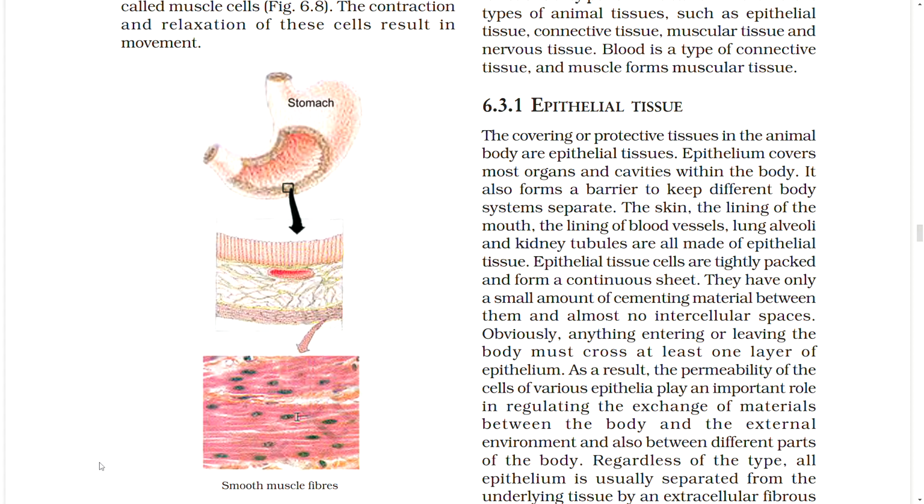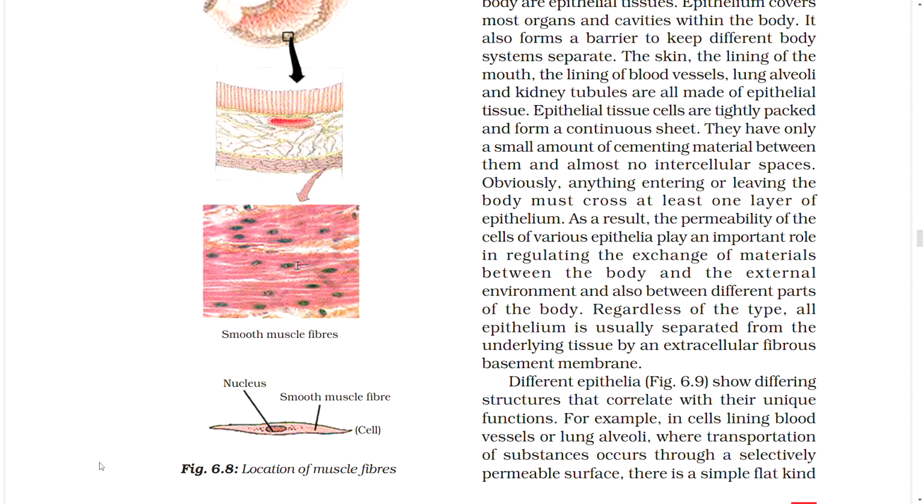Obviously, anything entering or leaving the body must cross at least one layer of epithelium. As a result, the permeability of the cells of various epithelia plays an important role in regulating the exchange of materials between the body and the external environment, and also between different parts of the body. Regardless of the type, all epithelium is usually separated from the underlying tissue by an extracellular fibrous basement membrane.